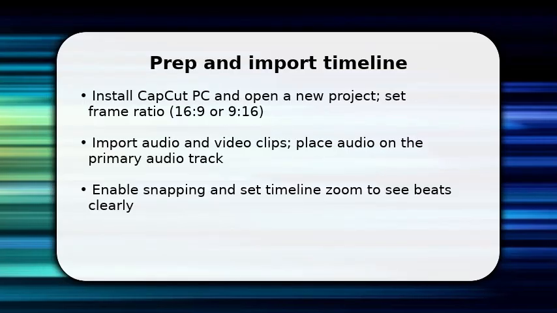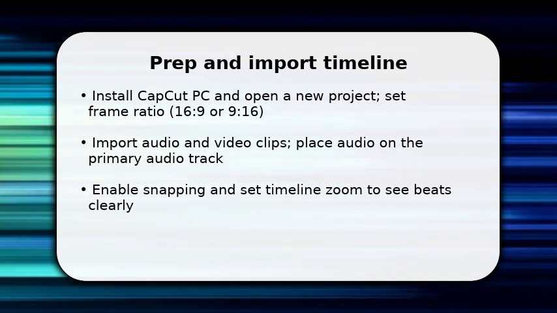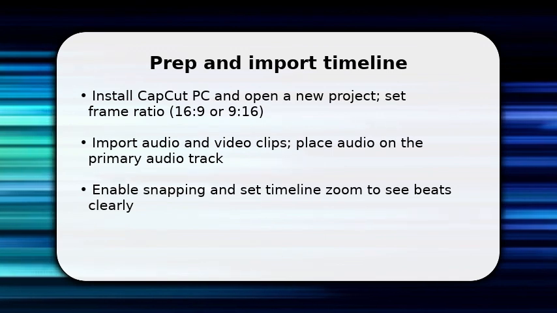You start by importing your music and clips into CapCut PC and creating a new timeline. This gets everything ready. Enable snapping so clips latch to beats, and zoom the timeline until you can see waveform peaks clearly. Once done, play the track and mark obvious downbeats with the marker tool. You'll use these anchors to align cuts.